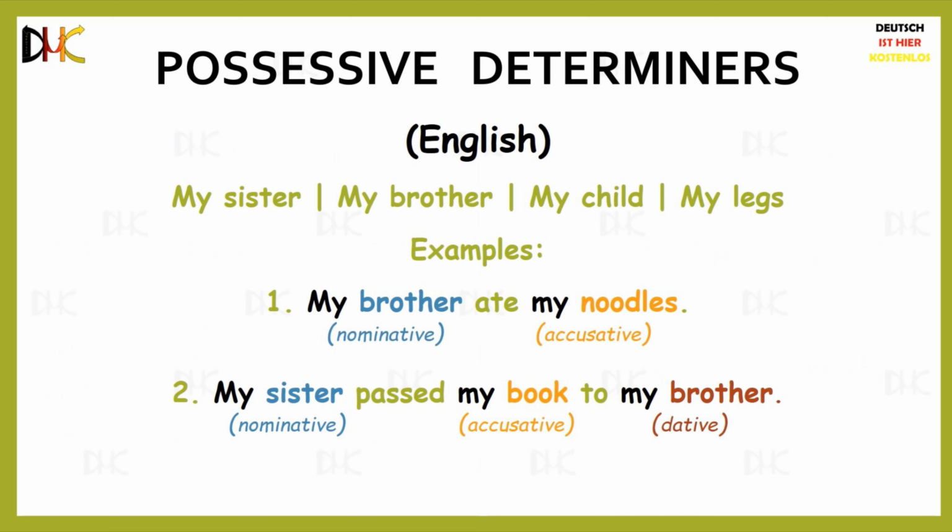Also, if you can notice, the determiner is also independent of the gender or plurality of the following noun. So if the noun is sister, brother, child, book, or noodles, that is feminine, masculine, neuter, singular, or plural, the determiner still remains unchanged. In German, the determiner depends on the gender, plurality, and also the case of the following noun. It is not so difficult though, it is actually easy.